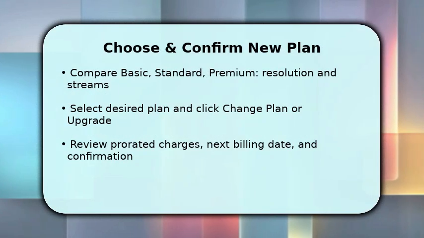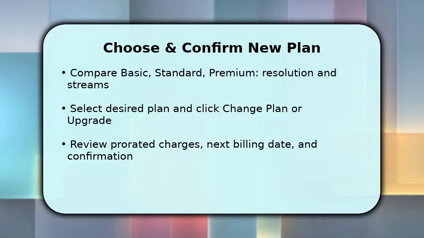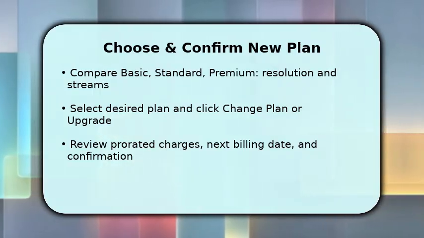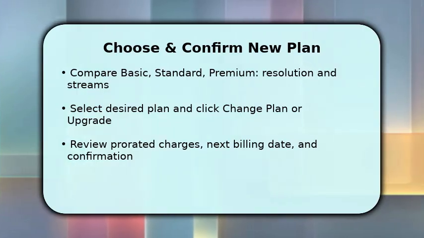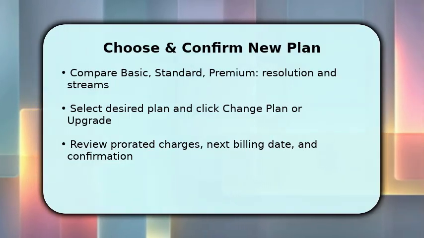You've reached the plan screen. Compare the options by resolution and simultaneous streams, then select the plan that matches your viewing habits. Click Change Plan or Upgrade and watch for the on-screen summary. Netflix shows prorated charges and the next billing date. Confirm the payment method and tap Continue or Confirm to finalize.